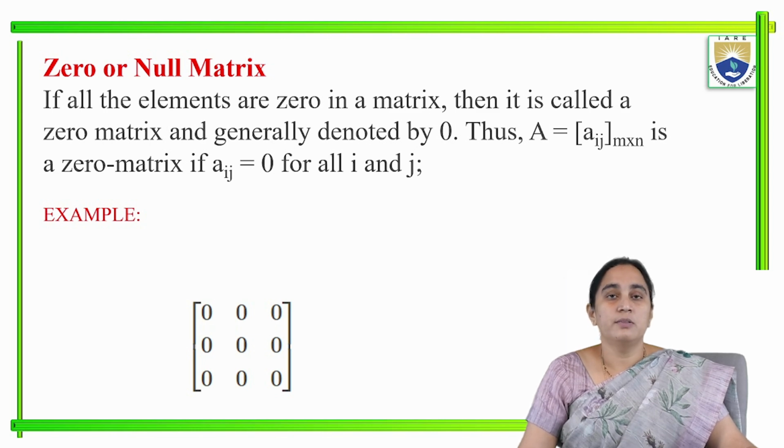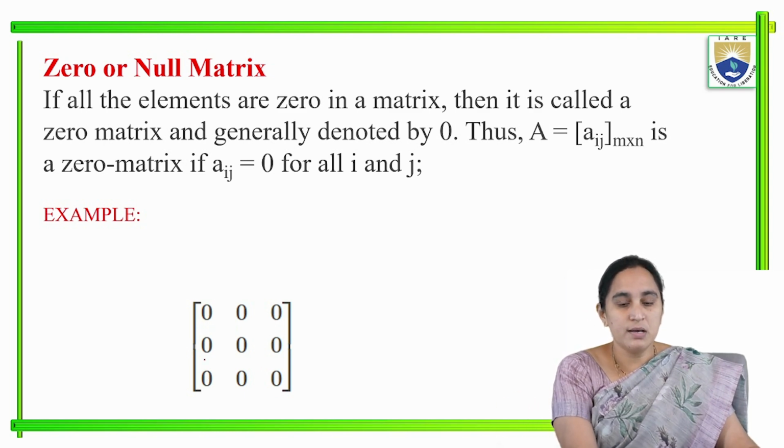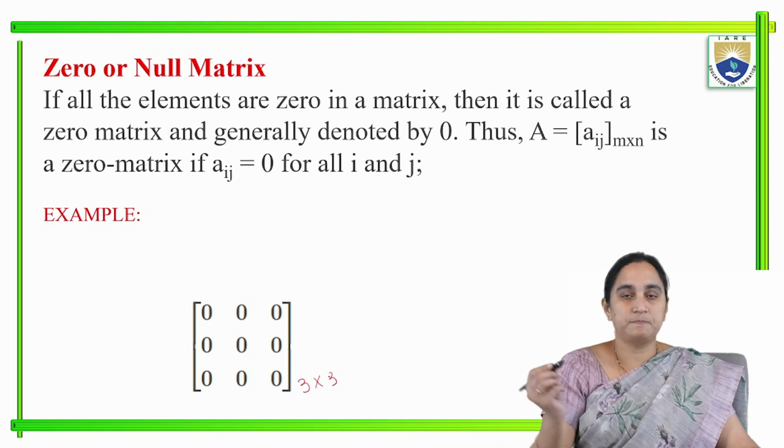Okay, then that means what? Here the matrix contains all elements equal to zero. Observe the example once, all are zeros. That means a matrix containing all zeros is called the zero matrix or null matrix. What is the order of the matrix here? This is 3 by 3.